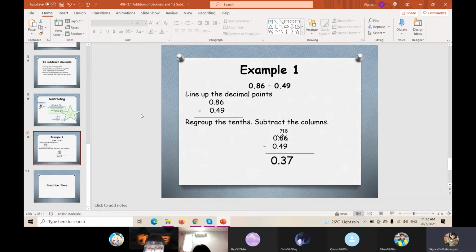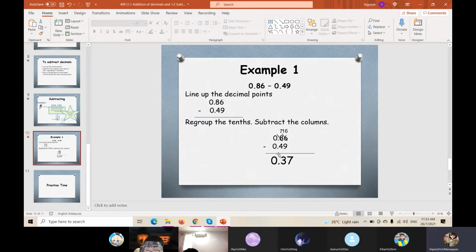Okay, continue. And then what we need to do? The 6 cannot minus with the 9, so we will need to minus the 8 and plus 1 to the 6. And minus is 7. Okay, 16 minus 9 is equals to 7. And then 7 minus 4 is 3, so it's 0.37.